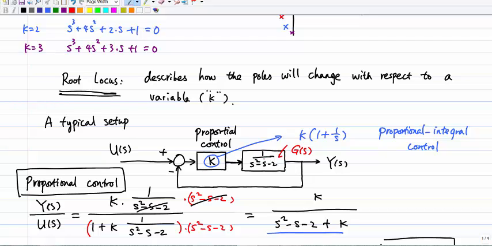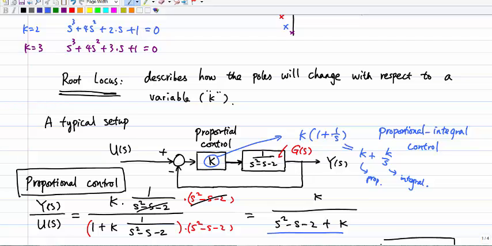Of course, this doesn't mean you only have a proportional control. Even if I have a proportional integral control, like k times (1 plus 1/s), this will be a proportional and integral control, because this can be written as k plus k divided by s. So this will be just proportional, this will be just integral. So you have proportional integral control.